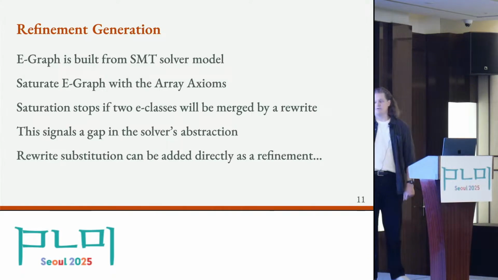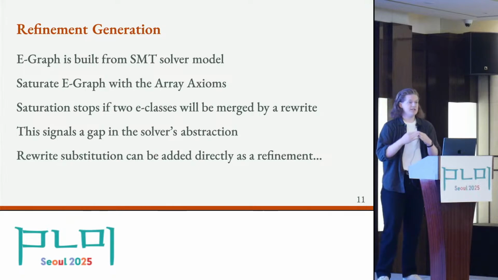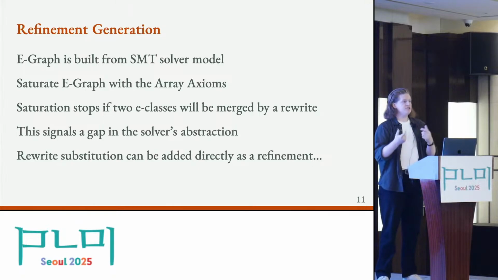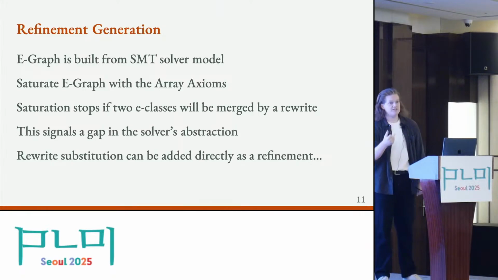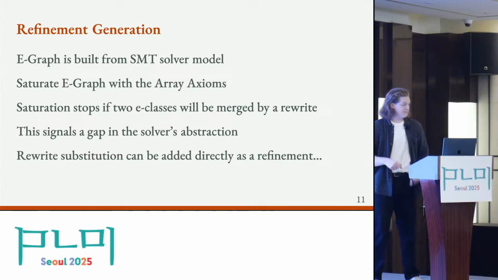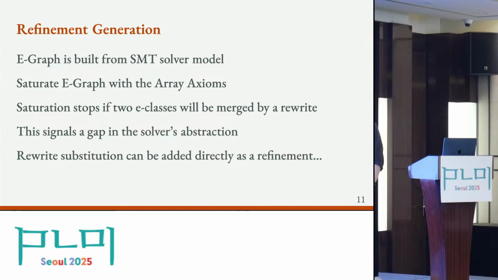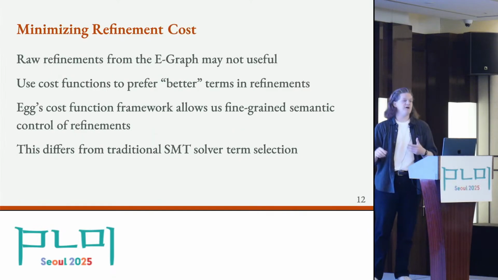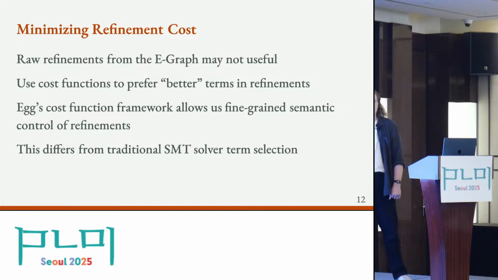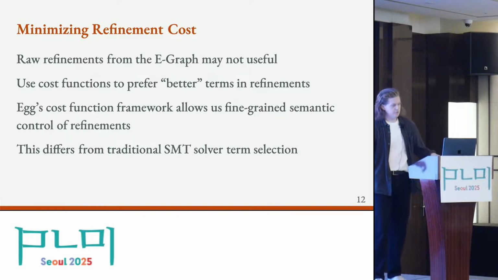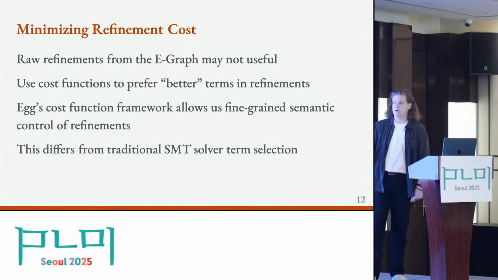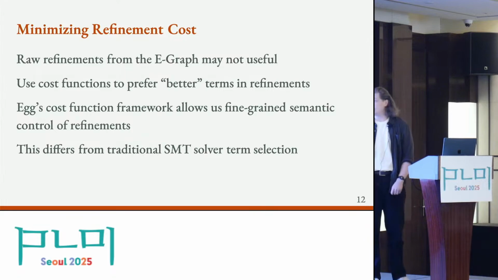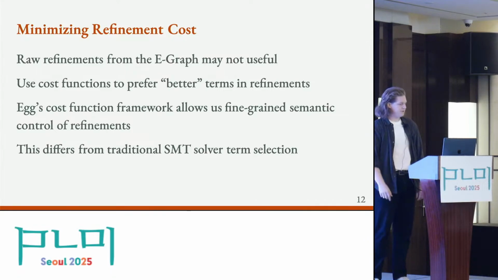And why we don't do that is because this signals a gap in the solver's abstraction. If we're going to use an array axiom to merge two e-classes, that means that our original Z3 model didn't know about that particular fact of the array theory. We're going to add it back in. And so we can just immediately use that rewrite that egg gives us, but there's no guarantee that that refinement is going to be good. These raw refinements that come out of egg are not guaranteed to be useful. They might be useful, but we're going to minimize the refinement cost using custom cost functions. So we're going to use cost functions to prefer, quote unquote, better terms in refinements for some definition of better, and I'll get into what I mean by better on the next slide.